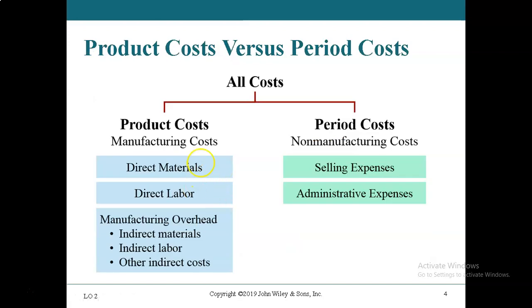So we can say that if you design a product, you can have 3 types of manufacturing costs. The first one is direct materials. The second one is direct labor. And then the third one is manufacturing overhead.